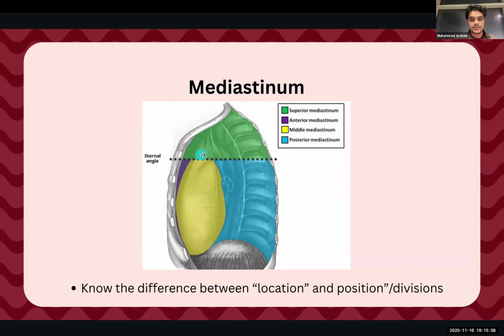And you need to know that the divisions of the mediastinum begin with the sternal angle, which is what's going to separate superior and inferior mediastinum. And then the other important thing that you need to know for this lab is that the heart with its pericardium is located in the middle mediastinum. And you also need to know the difference between location and position. Your guys' lab TA talked about this in the transcription. The heart is located within the thoracic cavity, but it's positioned within the mediastinum itself.